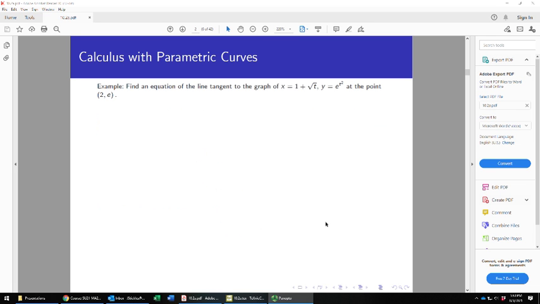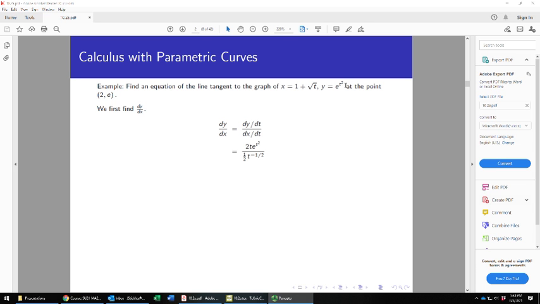All right, so let's do one of those. Let's find an equation of the tangent line to the curve defined by those parametric equations at the point that's given there, the 2, e. All right, so as soon as we see the word tangent, we should immediately think derivative, because we need slope of that tangent line. So the first thing we're going to do, find the derivative. So derivative is dy dt over dx dt.